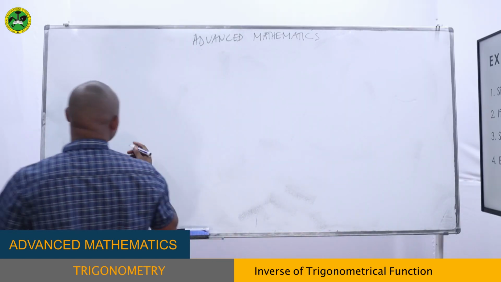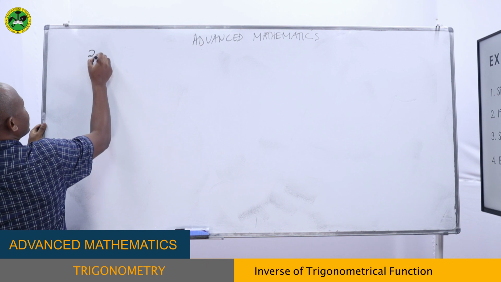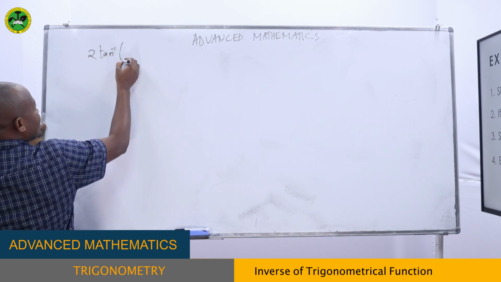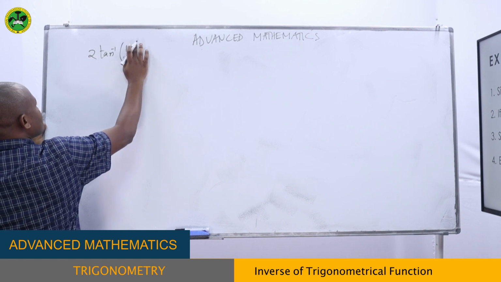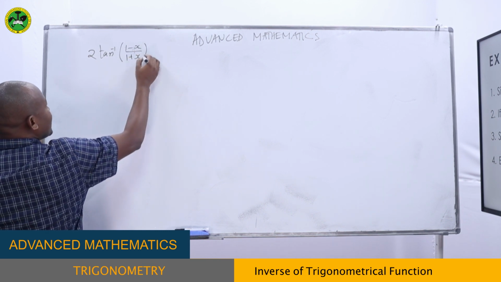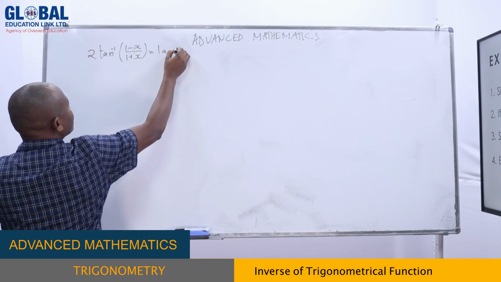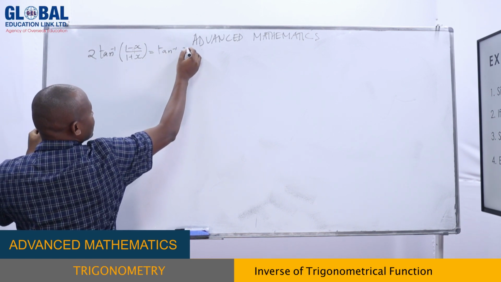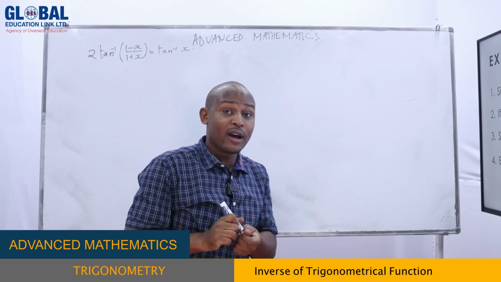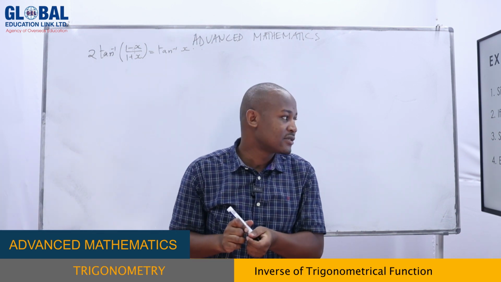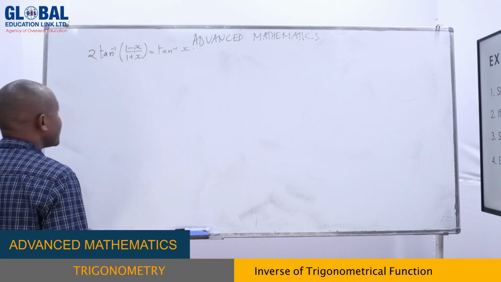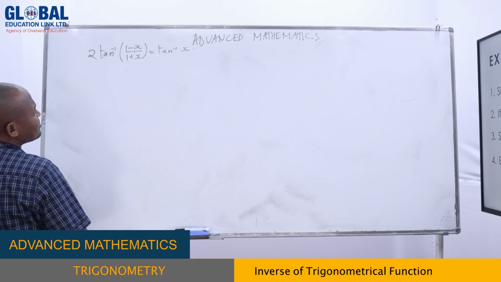So we have 2 tan inverse of (1 minus x over 1 plus x) equals tan inverse of x. What is required there? We are required to find the value of x. We are supposed to solve that equation. Now, how can we solve this?